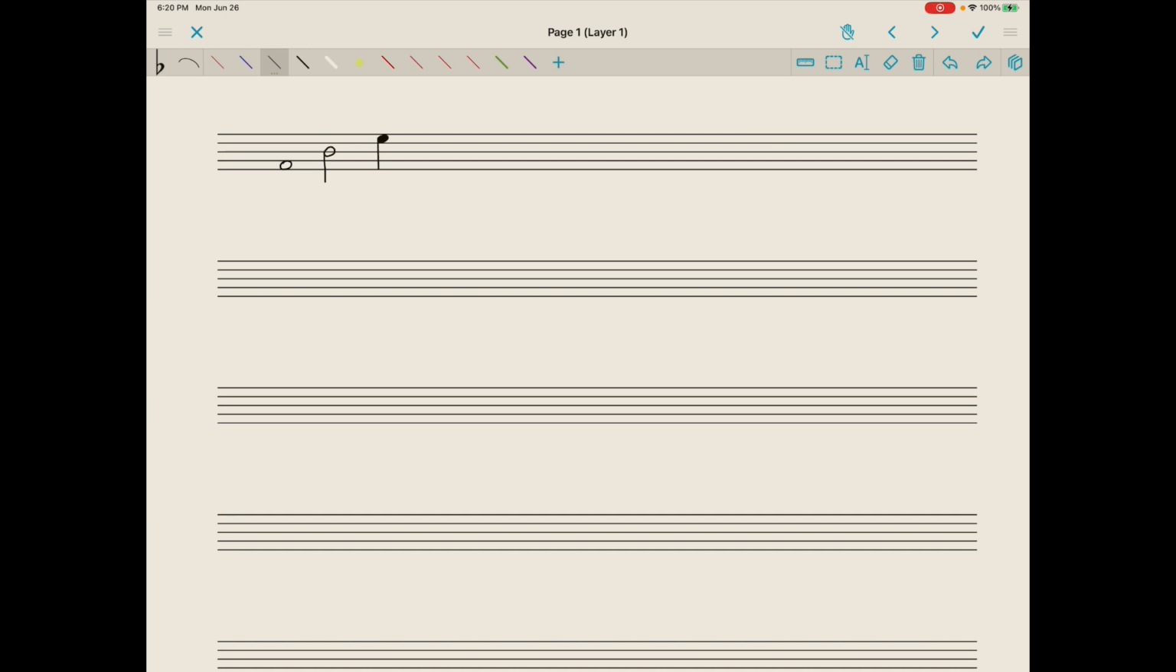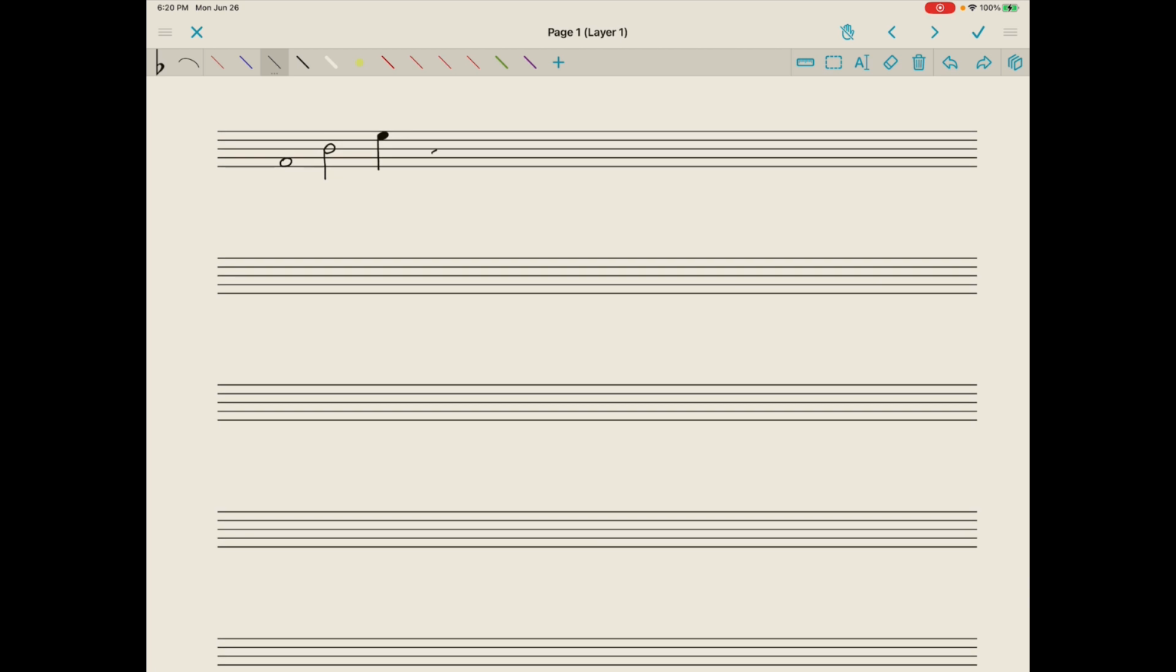And the stem would also go on the left side and down, and then we could put an 8th note in space 2. The stem would go on the right side, and the flag would hang down. The stem would go up.